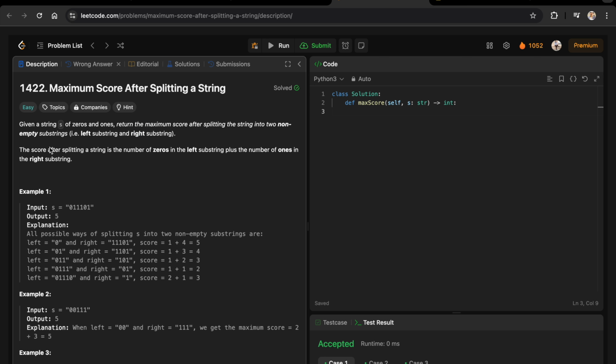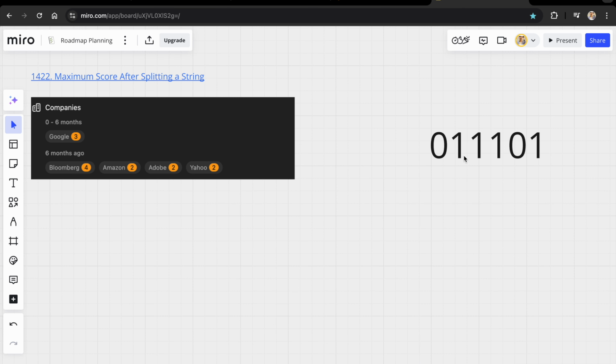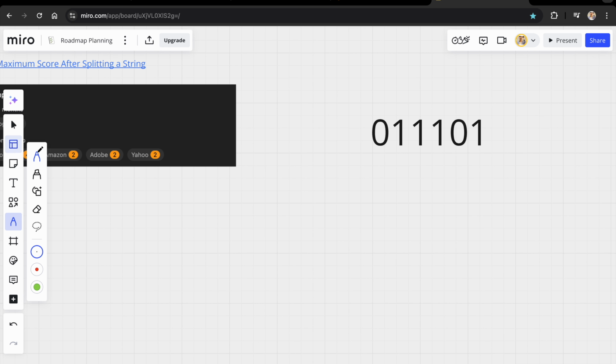The score after splitting a string is the number of zeros in the left plus the number of ones in the right substring. So what does it mean? Let's suppose this is the string we have been given. Suppose we make a split here. What is the number of zeros in the left? The number of zeros is 1. What is the number of ones in the right? We have 1, 2, 3 and 4. That is 5. So we can make a split here.